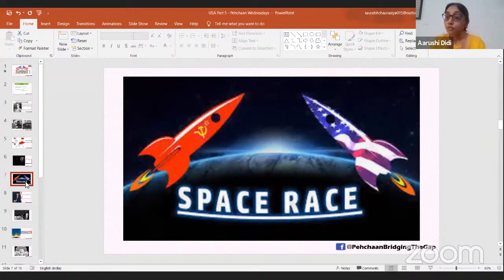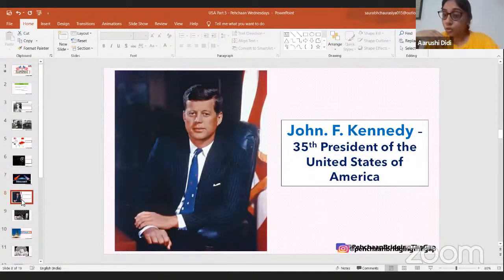Space race. Now, we have the Cold War, right? USSR and USA. This led to the space race. What that means is that both of these countries are in a race to reach space first. You know how we are in a race? We normal people run. These two countries were in a race to go to space, right? Next slide, please. Okay.